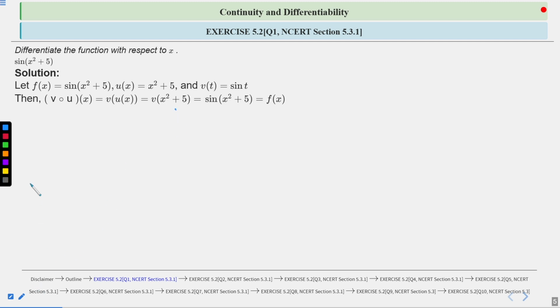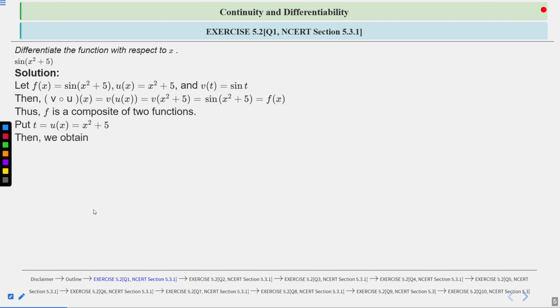v of x square plus 5, which is equal to sine of x square plus 5, not tan. Let us take it as f(x). Thus f is a composite of two functions, right? Now put t is equal to u(x), which is x square plus 5. Clear? So put t is equal to u(x), which is x square plus 5.